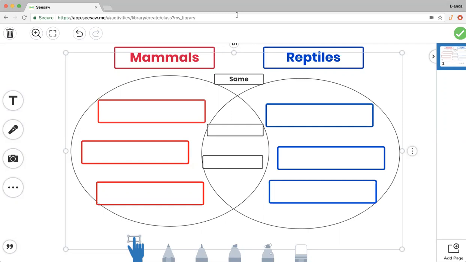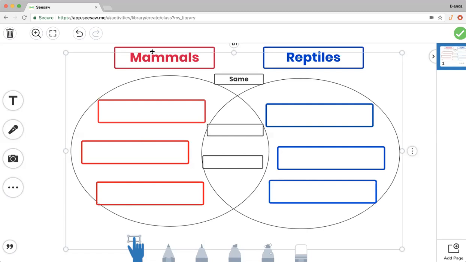So you'll see that there are two circles, and these circles touch in the middle. So let's look at the middle where they touch. That says same. There's a label that tells you what we're going to be doing in this circle. So where it says same, that's where we're going to think about how mammals and reptiles are alike, what they both have.